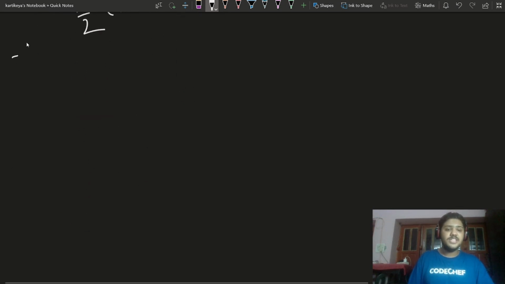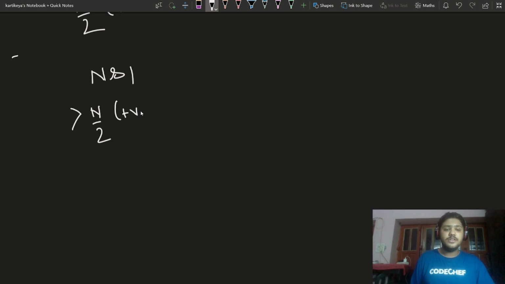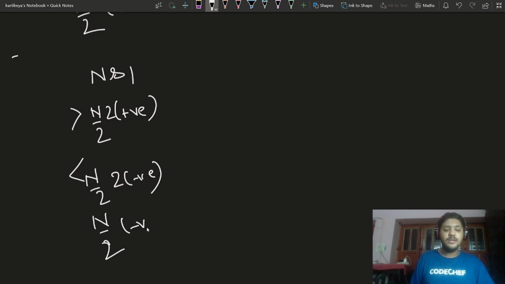Now let's revise the expression for n being odd. Now when n is odd, then all the numbers that are greater than n by 2, they occur 2 times as a positive number, all the numbers that are less than n by 2, they occur 2 times as a negative number, and the number n by 2 itself occurs only once as a negative number.